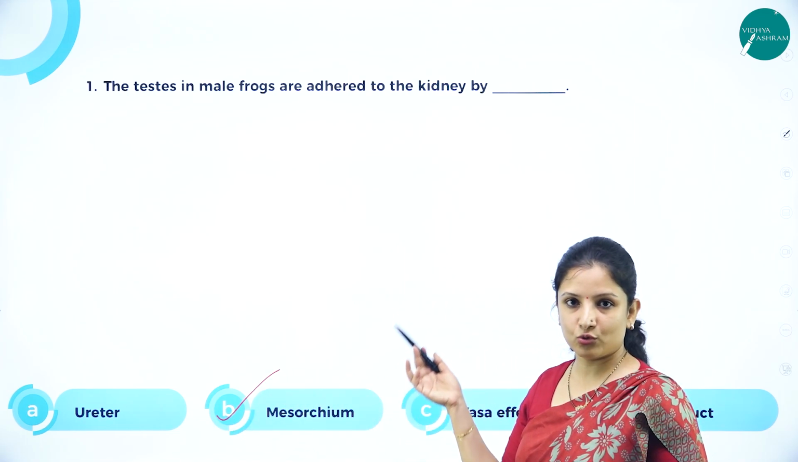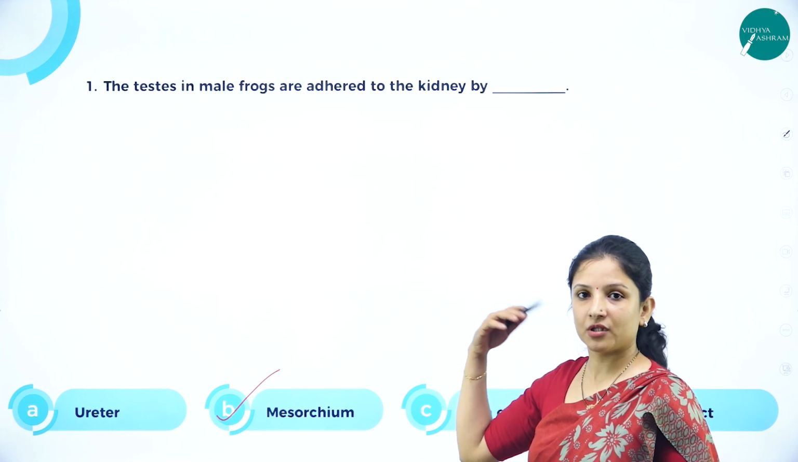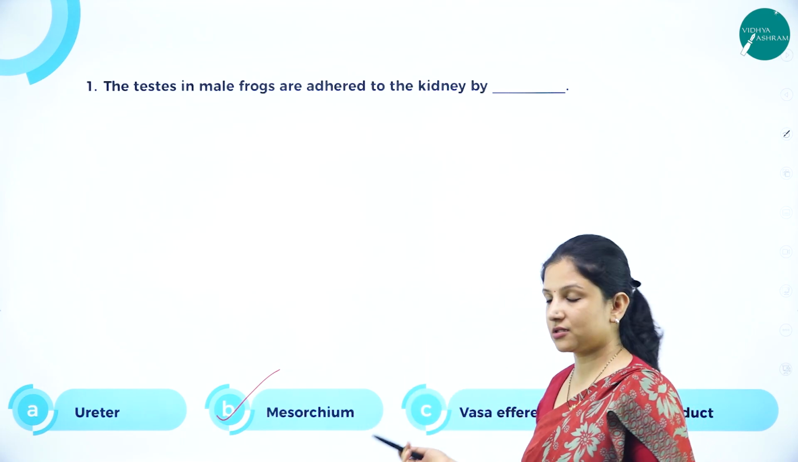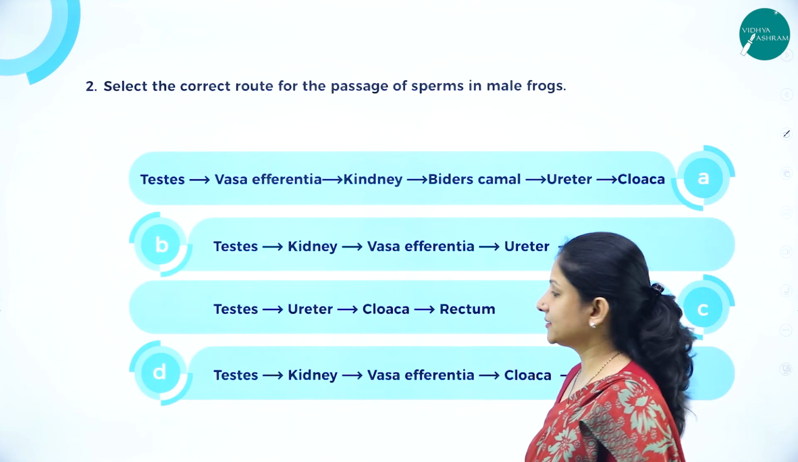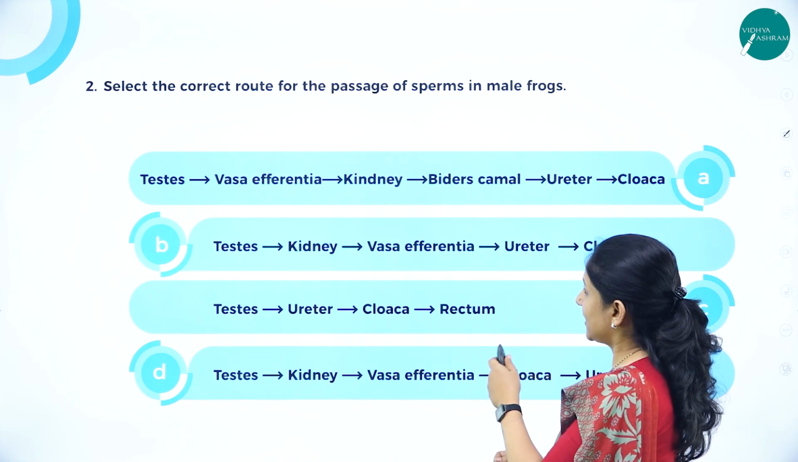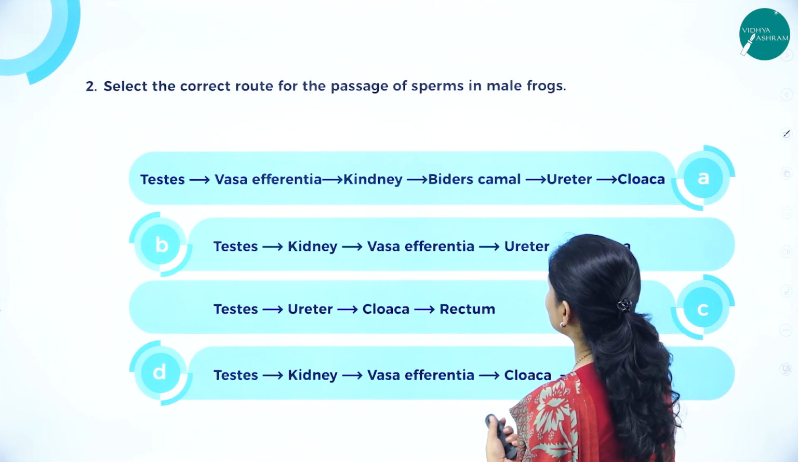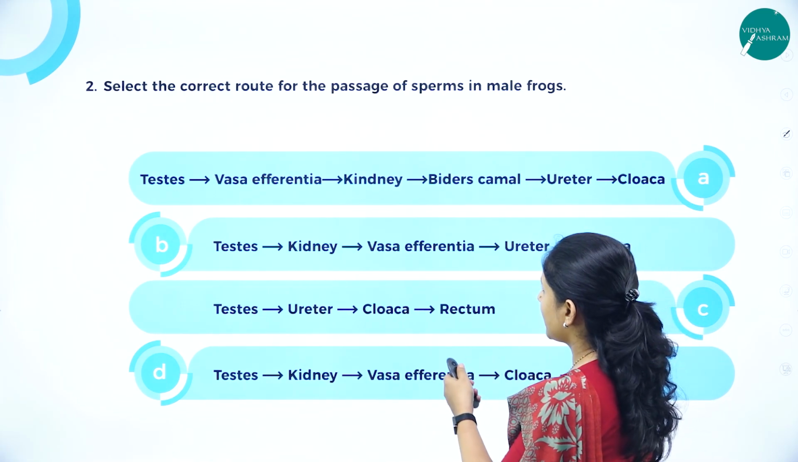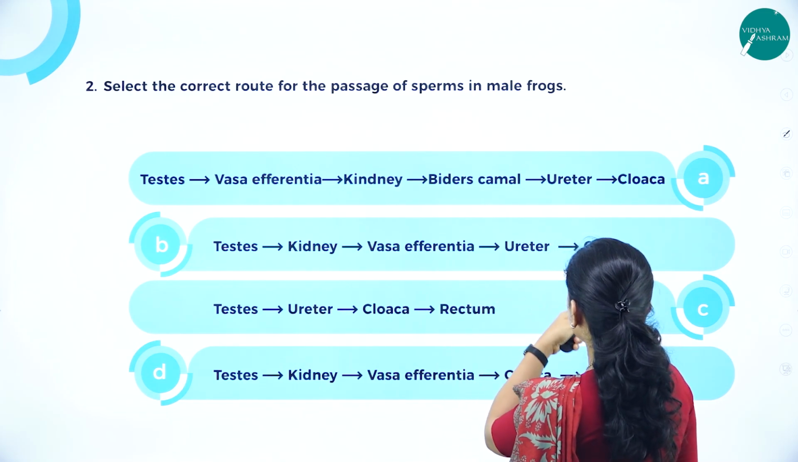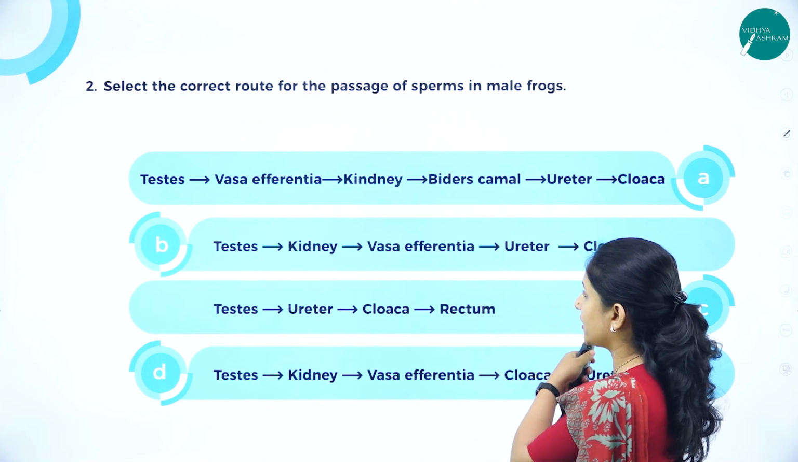Oviduct has nothing to do with the testis. It is related to the female reproductive system. So that option can be eliminated. So option B is the right answer here. Next question: select the correct route for the passage of sperms in male frog. Testis, vasa efferentia, kidney, Bidder's canal, ureter, cloaca, that is option A.